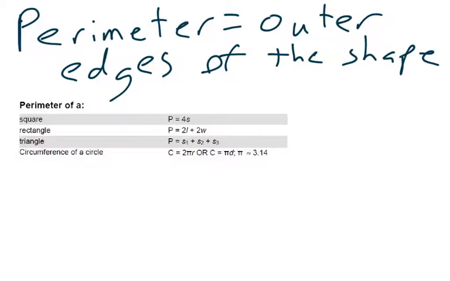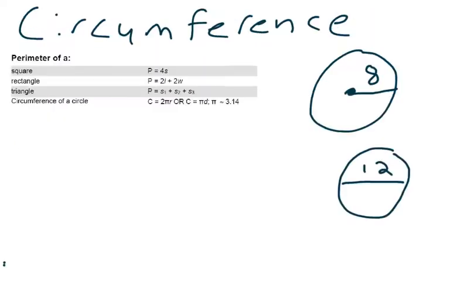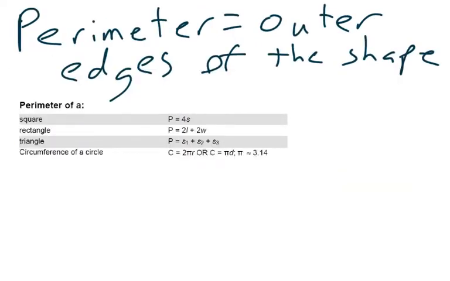So next is perimeter. All perimeter is just the outer edges of the shape. Imagine that you are putting up a border in a room. That's what perimeter is. Honestly, there are all these fancy formulas for perimeter, but really, you just add the sides together.